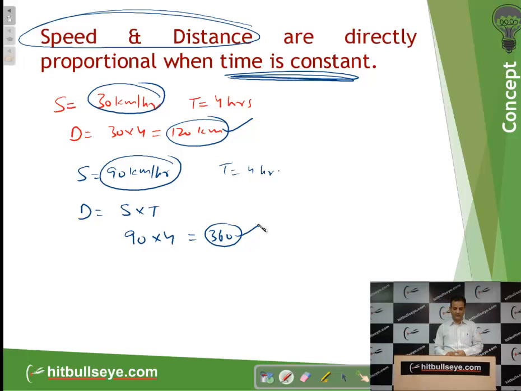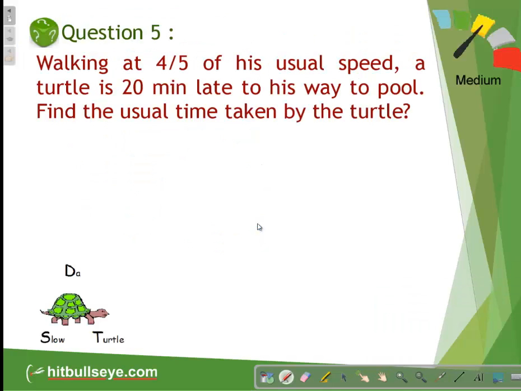Now let's do some questions based on these formulas. Okay. Walking at 4/5 of his usual speed. What does it mean? 4/5 of his usual speed. Like if my speed is s, so I move from s to 4/5 s. Walking at 4/5 of his usual speed, a turtle is 20 minutes late on his way to the pool. Find the usual time taken. This is important. Find the usual time taken by the turtle.